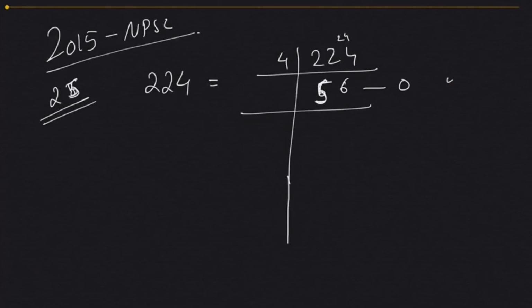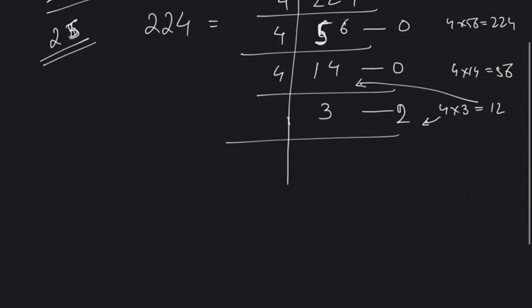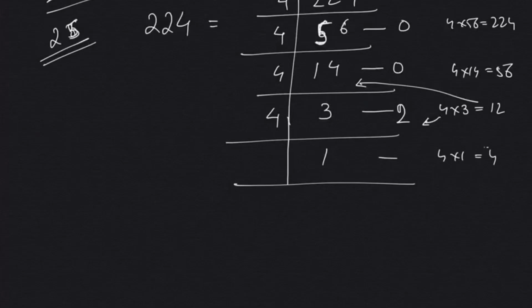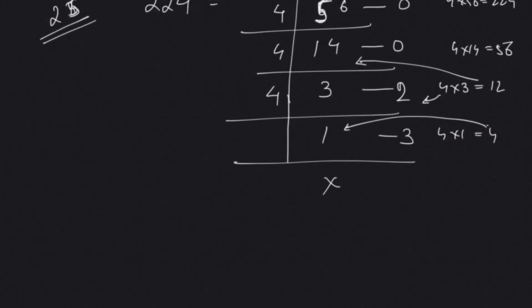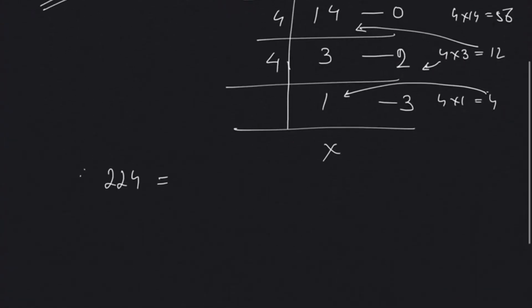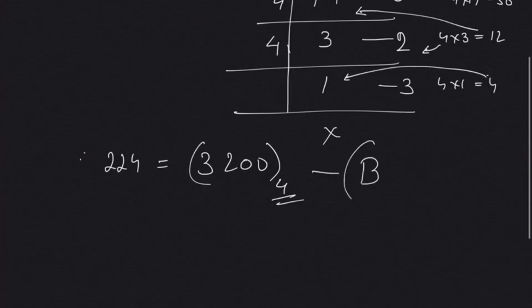So here remainder is 0 because 4 into 56 is 224. Continuing with 4 again. 4 ones are 4, 16, 4, 14 times. That is again 4 into 14, 56. Next, continuing, 4 3's are 12. 4 into 3's are 12. So in that case, 12 minus 2, we will have 2 remainder. And again 4, so 4 ones are 4, so if we subtract 1, that will be 4 minus 1, that is remainder 3. So therefore base 4 equivalent of 224 will be 3200 base 4. So here our answer will be option number B.